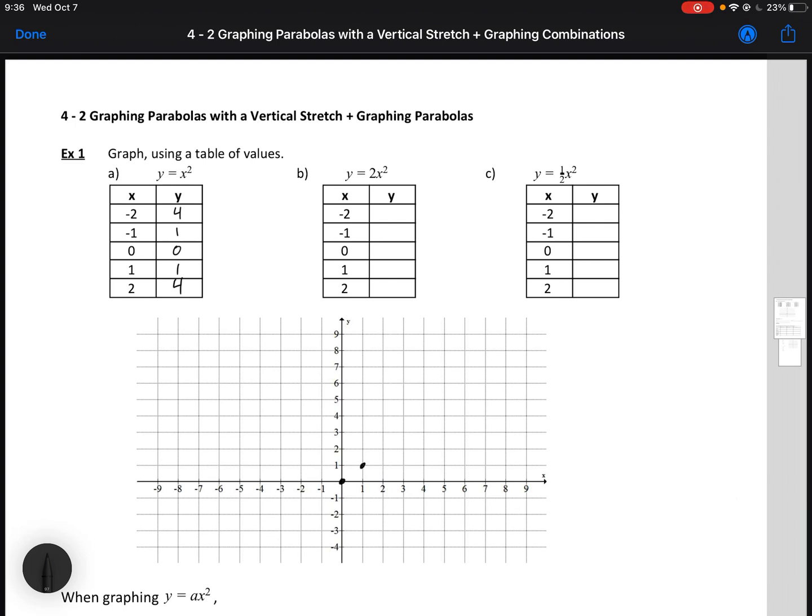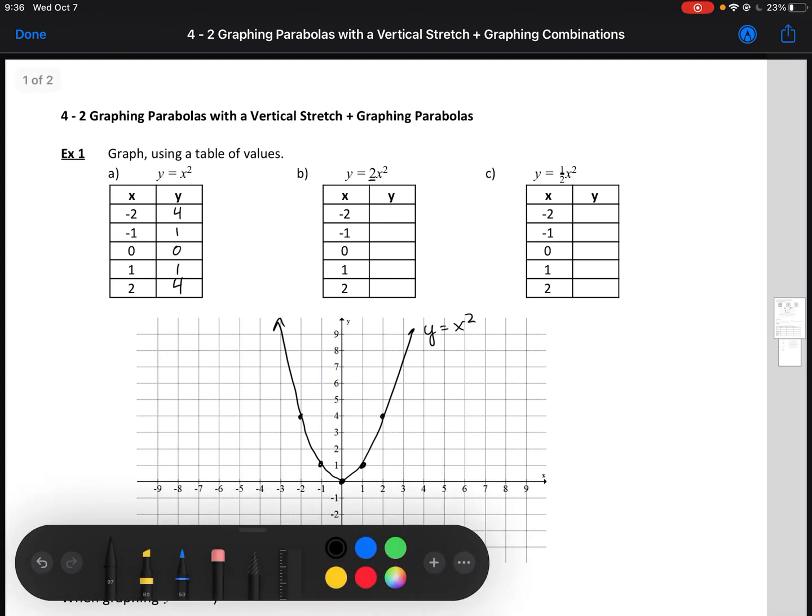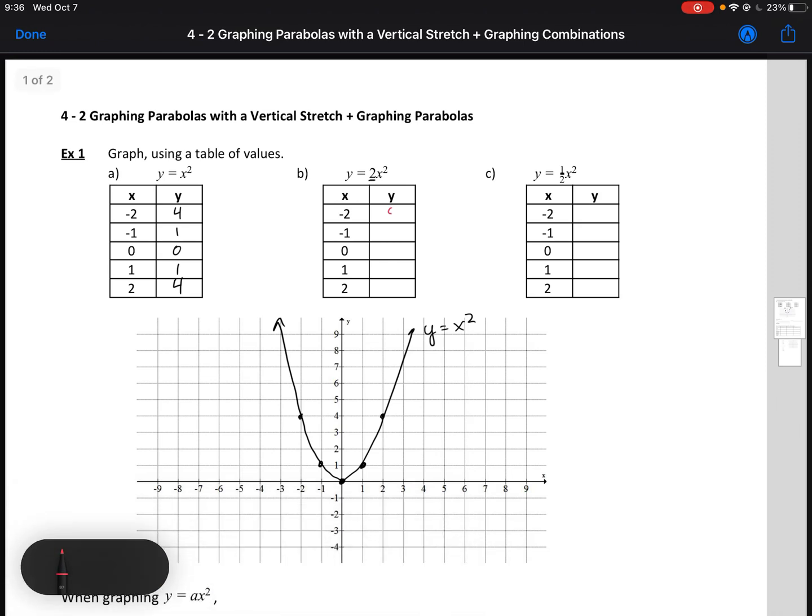We can plot that on our graph fairly easily. There's our first one. Our second parabola here now has a 2 in front of it. I'm going to do that one in red. So I've got 2x squared. So that means that I'm going to take my x value, square it, and then multiply it by 2. So I'm going to have 8, 2, 0, 2, and then 8. And now I'm going to plot that on my grid.